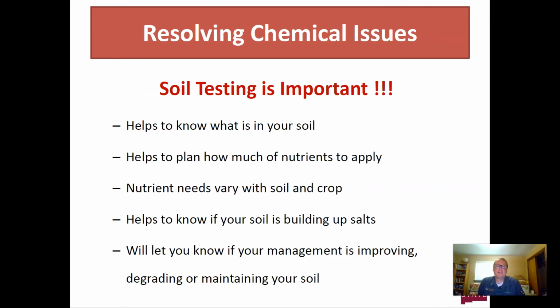From that point, you can then plan how much nutrients you need to apply. If you just randomly apply nutrients, you may actually already have too much of that nutrient, and now you're actually poisoning your plants by putting too much on. And nutrient needs are going to vary depending on the soil and your crop. It helps to know if your soil is building up salts, which you'll also know from testing.